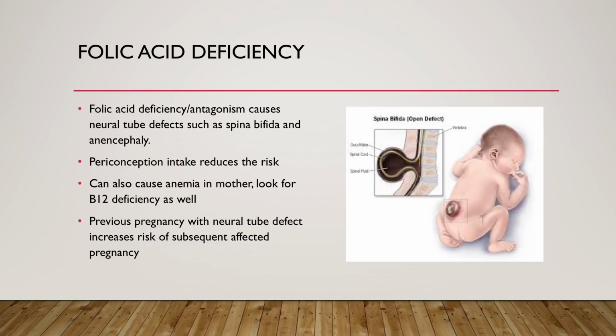So we always recommend women that are trying to conceive to start taking folic acid and build up their levels. Folic acid deficiency can also cause anemia in the mother, and you also would like to test for B12 deficiency, as they can often mask each other. Women with a previous pregnancy resulting in a neural tube defect have an increased risk of subsequent affected pregnancy. This image right here just shows an example of a neural tube defect, in this case spina bifida.